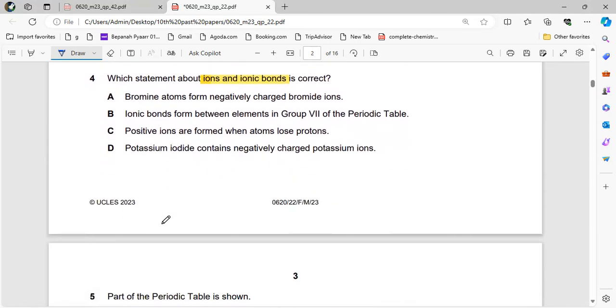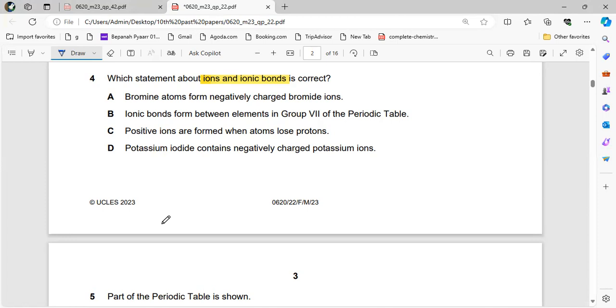Which statement about ions and ionic bonds is correct? Bromine atom forms negatively charged bromide ions. Ionic bonds are formed between elements in group 7 of the periodic table. No, ionic bonds are not formed between group 7 elements, but yes, group 7 elements can form ionic bonds with group 1 elements. Positive ions are formed when atoms lose protons. No, atoms do not lose protons, they lose electrons.